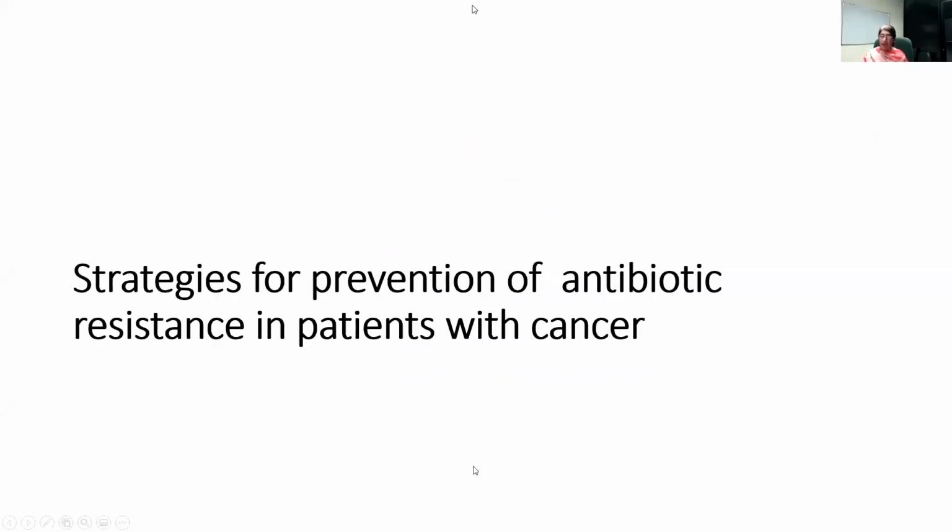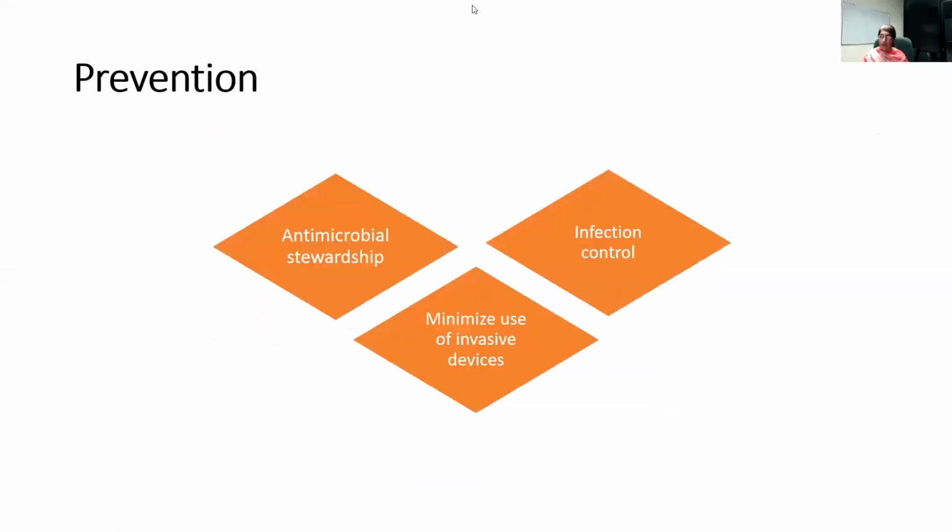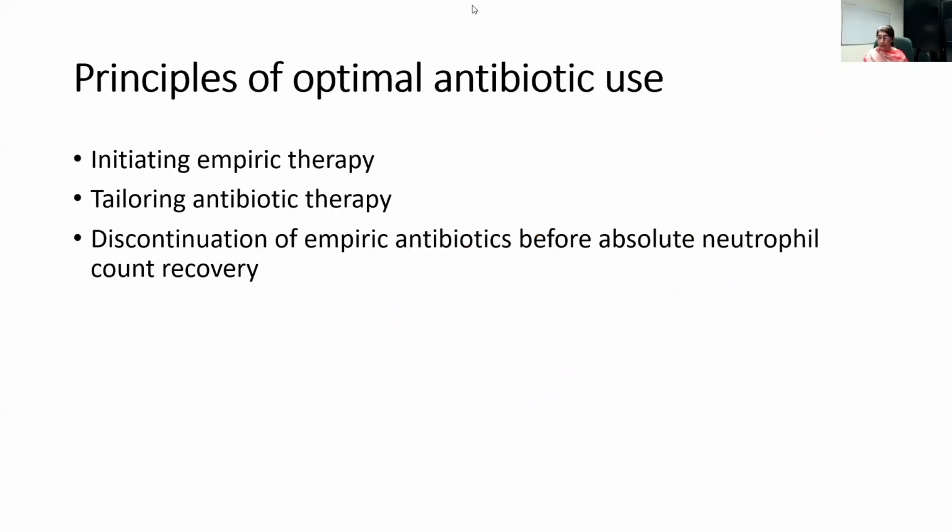Now we come on to the strategies for prevention of antibiotic resistance. The first thing is antimicrobial stewardship, then infection control, and minimizing the use of invasive devices. Antimicrobial stewardship is an effort to measure and improve how antibiotics are prescribed and used by the patients, and it is very important to prevent antimicrobial resistance. There are some basic principles of optimal antibiotic use, which we should all know.